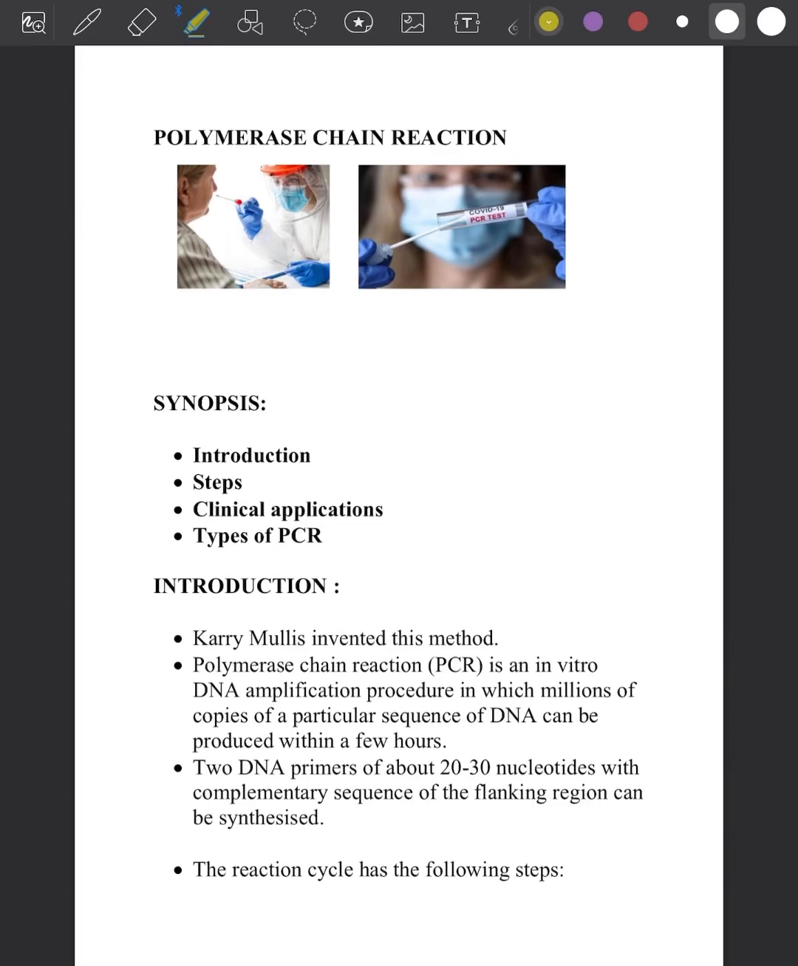In this video, we are going to cover polymerase chain reaction. To start with, the synopsis includes introduction, steps of PCR, clinical applications of PCR, and types of PCR. Introduction: PCR was invented by Kary Mullis. This is an in vitro DNA amplification procedure in which millions of copies of a particular sequence of DNA can be produced within a few hours.